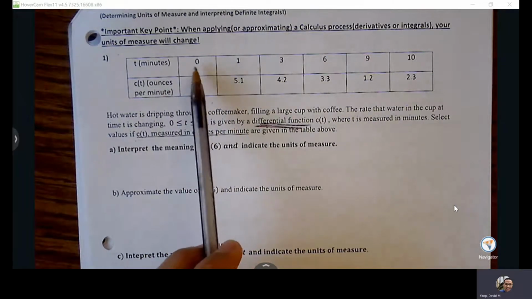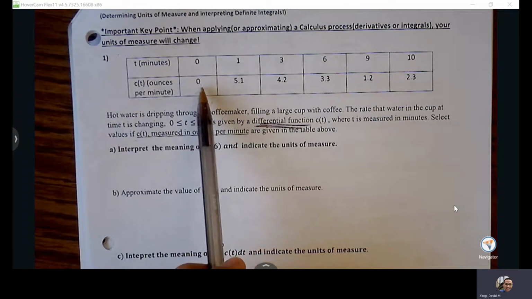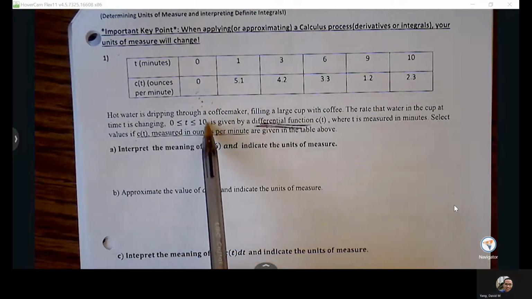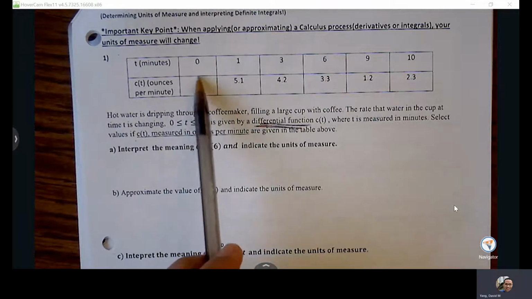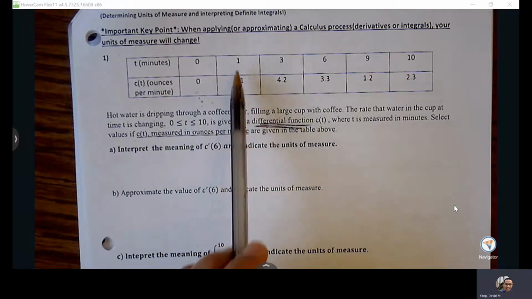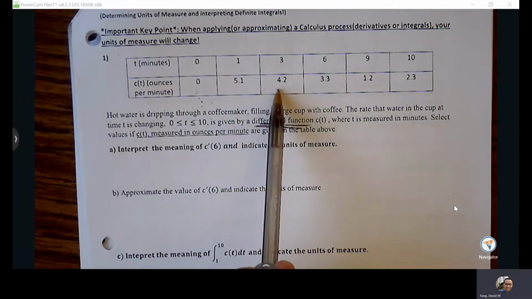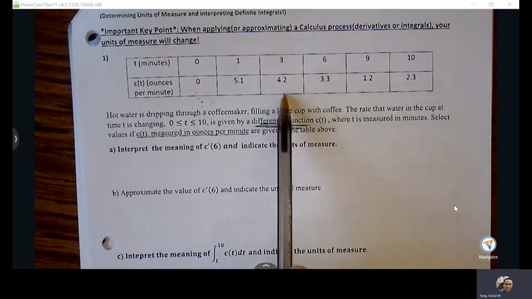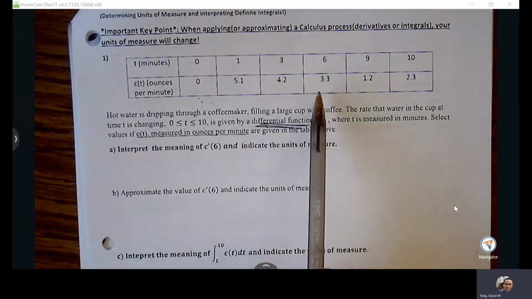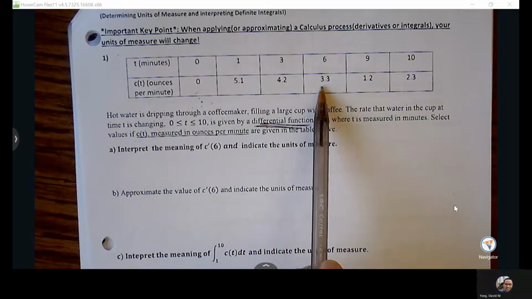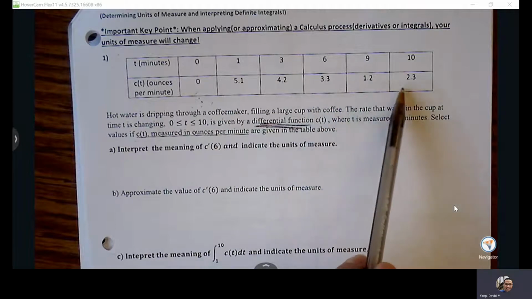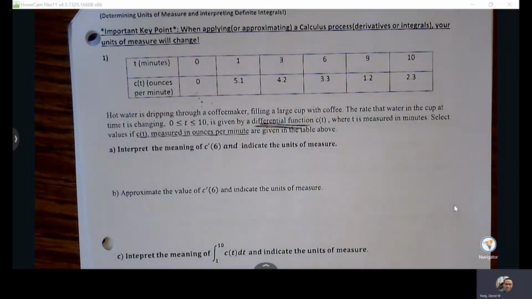So we see that at 0 minutes, water in the cup hasn't started yet, but then at 1 minute, water is coming out at a rate of 5.1 ounces per minute. And then at 3 minutes, it's going to slow down a little bit. It's only going to come out 4 ounces per minute, so it's not coming out as much. And then 6 minutes in, 3.3 ounces per minute, 1.2, and 2.3.